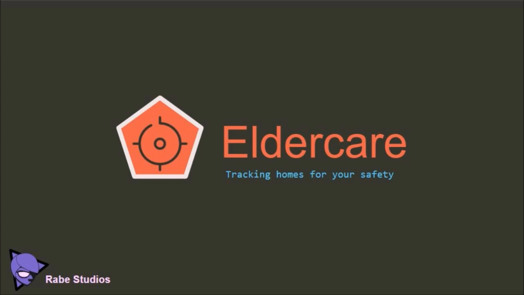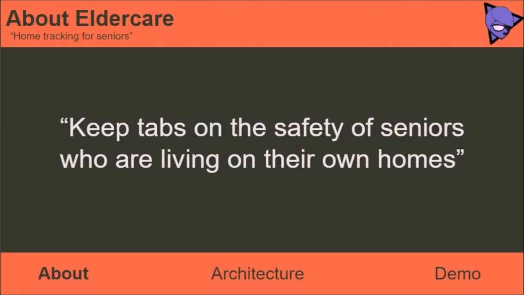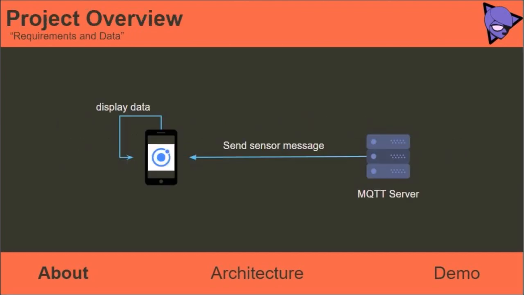This app was created for a mobile development course in Victoria University, and its main purpose is to keep tabs on the safety of seniors who are living in their own homes. In this assignment, we are to create a mobile application using either React Native or Ionic to display the data from an MQTT server. The MQTT server sends messages to the client detailing information about the sensors in the house.